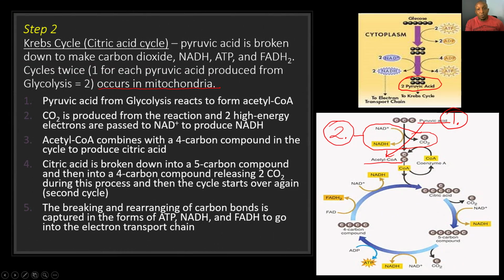In the third step of the Krebs cycle, acetyl-CoA combines with a 4-carbon compound in the cycle to produce citric acid. So let's take a look at that. Here's acetyl-CoA, and it combines with that 4-carbon compound to produce this citric acid right here. And that's our third step of the Krebs cycle.